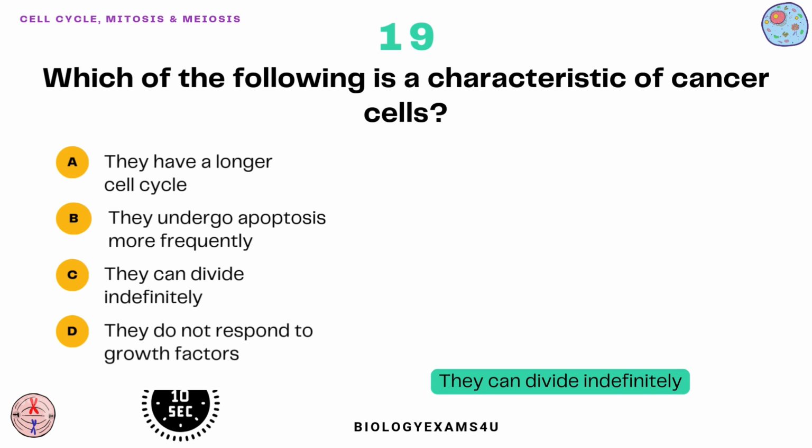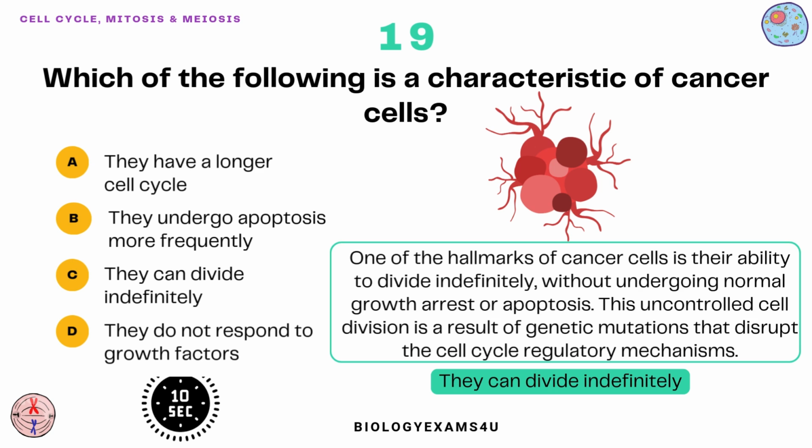The correct answer is they can divide indefinitely. One of the hallmarks of cancer cells is their ability to divide indefinitely without undergoing normal growth arrest or apoptosis. This uncontrolled cell division is a result of genetic mutations that disrupt the cell cycle regulatory mechanisms.